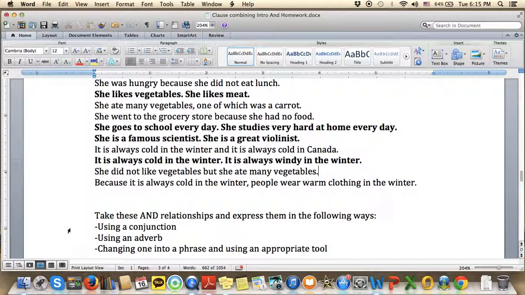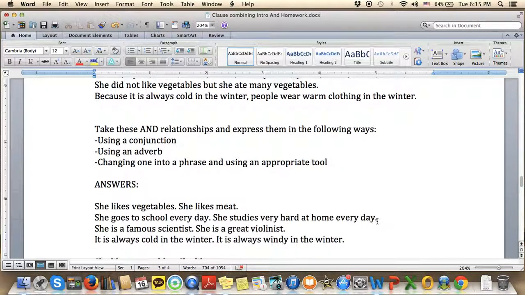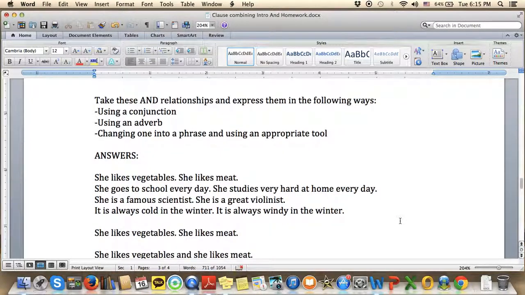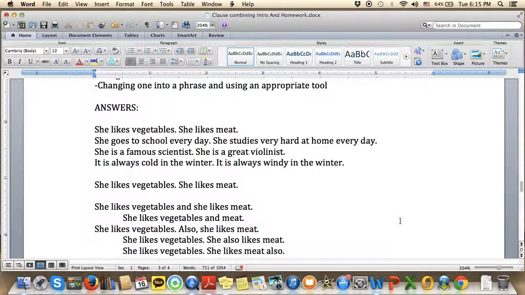And the next idea was, let's take these and relationships and express them in the following ways, with a conjunction, an adverb, and changing one into a phrase, and using an appropriate tool. Well, here they are. We have these four, just like we saw up top. Vegetables, meat, school, scientist, cold in the winter. Let's take them in order. We'll start with, she likes vegetables, she likes meat.